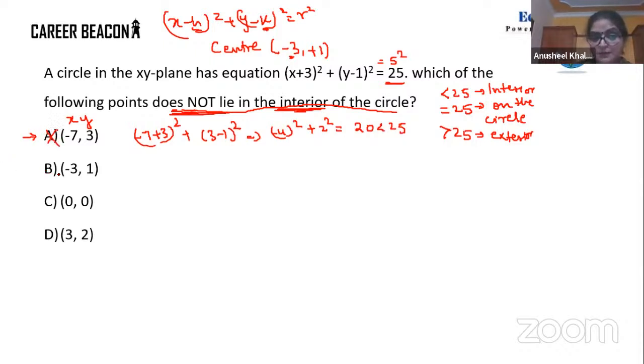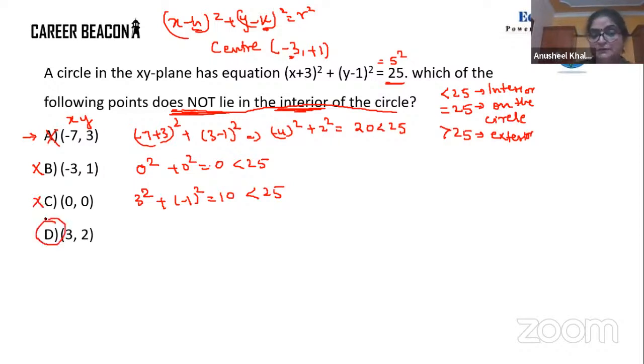If you try option B, you have 0 squared plus 0 squared, so you get 0. Again, less than 25. This is also in the interior of the circle. Then option C: if you use 0, 0, you get 3 squared plus (-1) squared. So you end up with 10, which is again less than 25. That means this is also in the interior of the circle. So the correct answer has to be D.